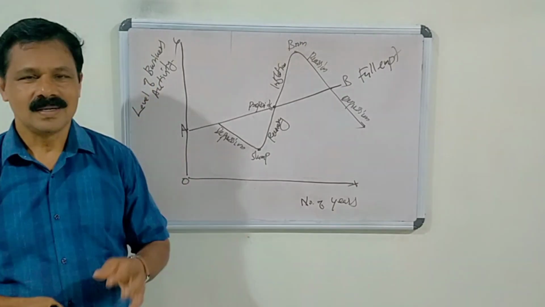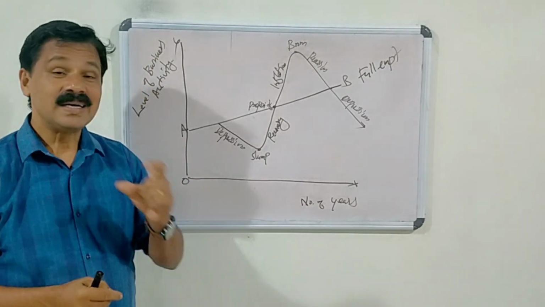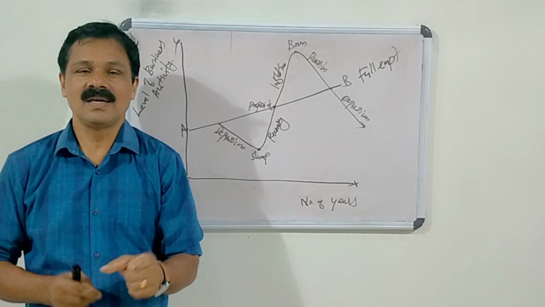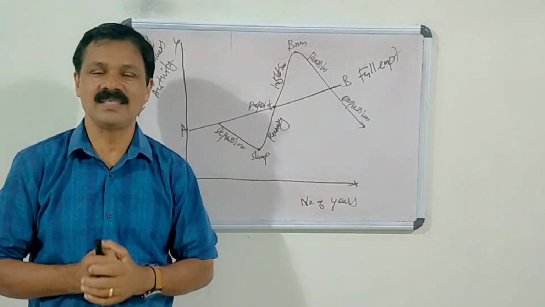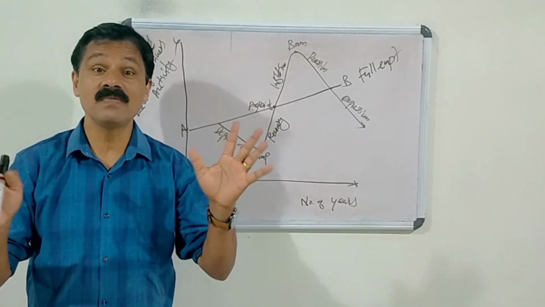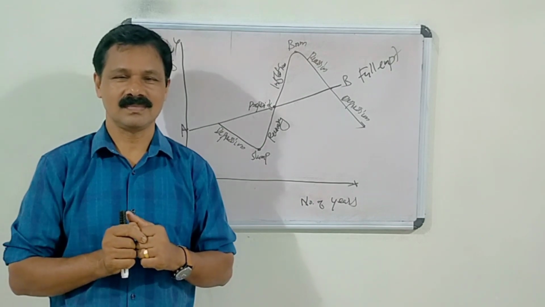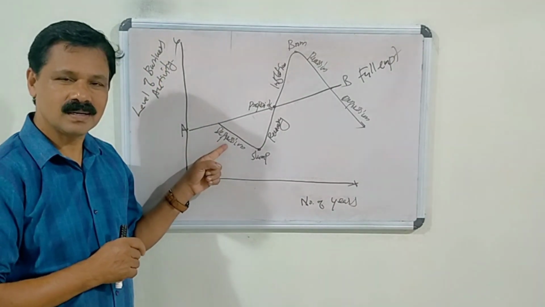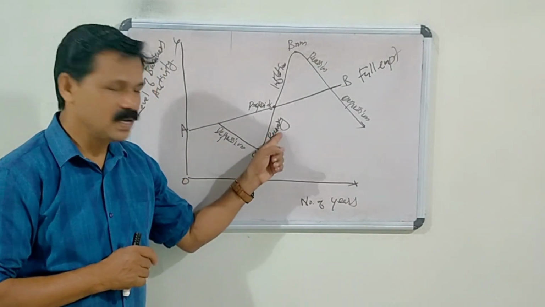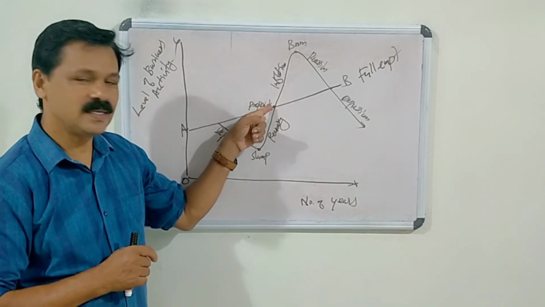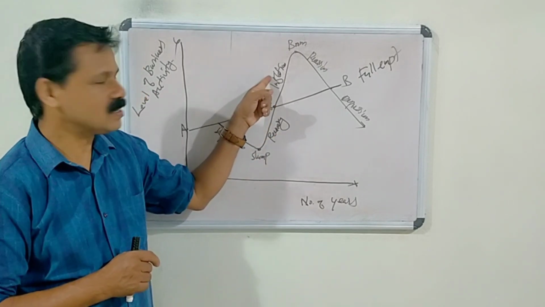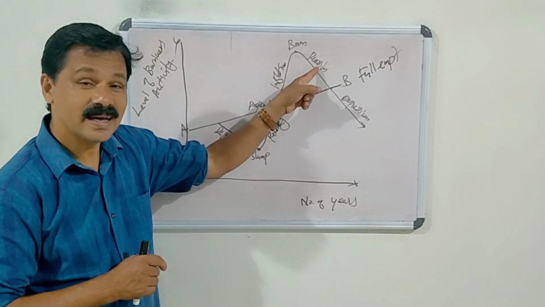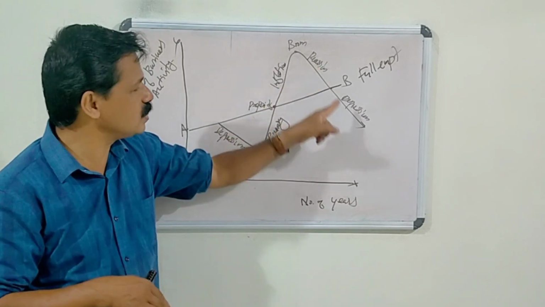I told you a typical trade cycle has five different stages, five different phases: depression, recovery, prosperity, inflation, recession, and finally it ends up with depression.